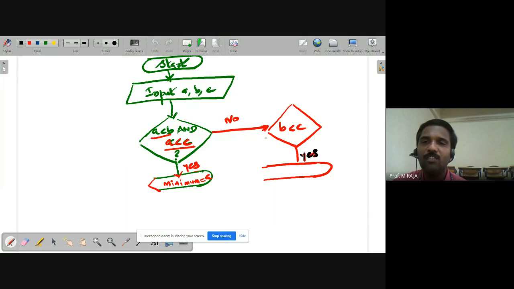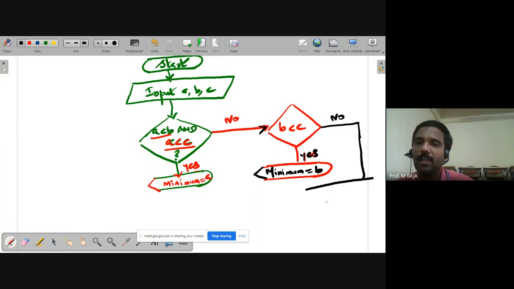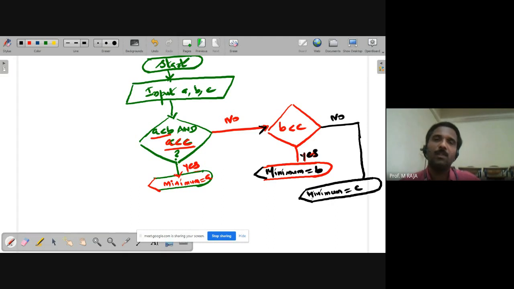So here, if B less than C, if this is true, then what is the meaning here? Minimum is equal to B. Yes, if B less than C is true, then minimum is B. In case the condition is false, we need to write minimum is equal to C. So when A is minimum, the conditions A less than B and A less than C are tested. Accordingly, we have assigned the variable A to minimum.